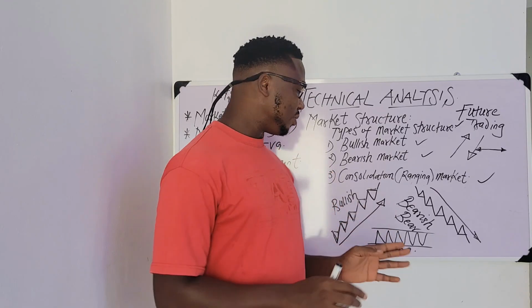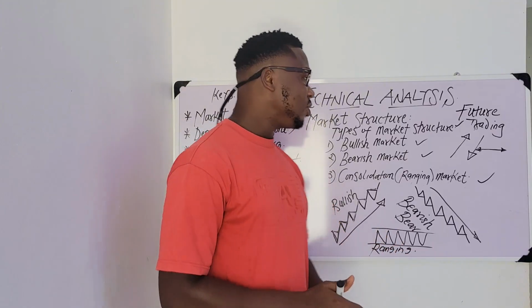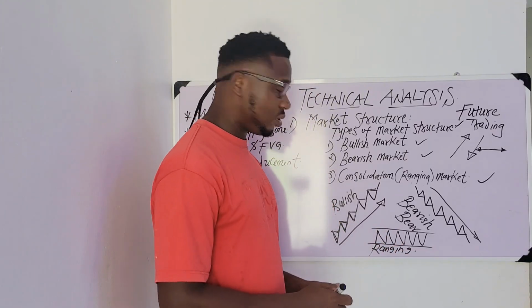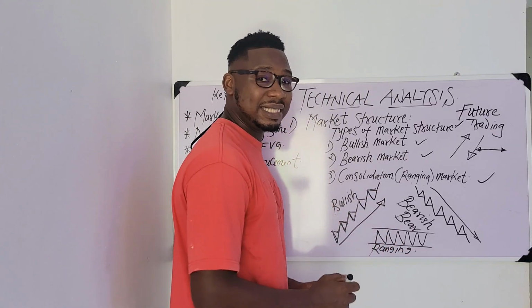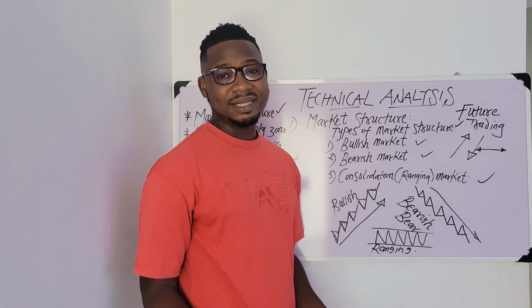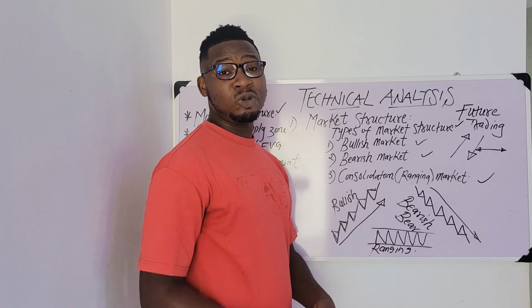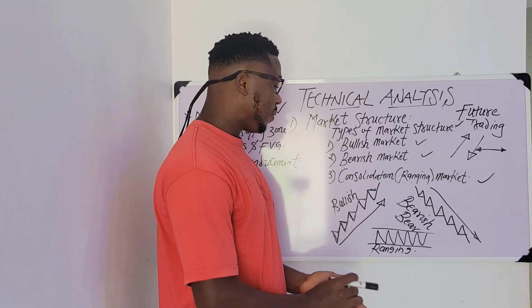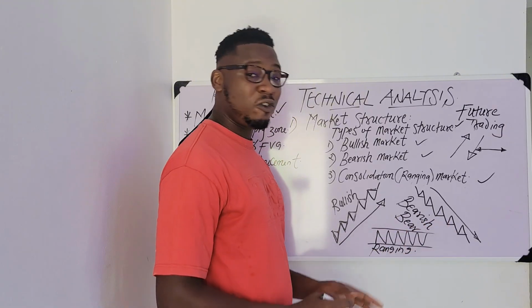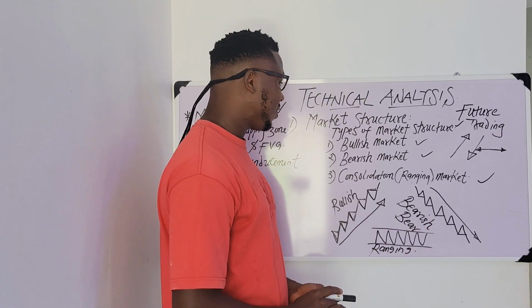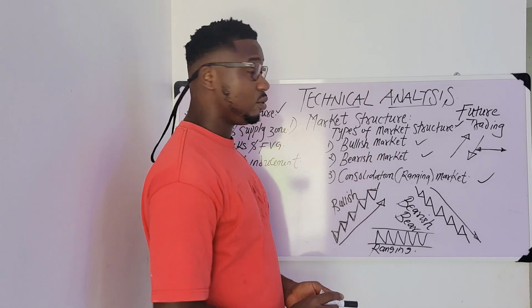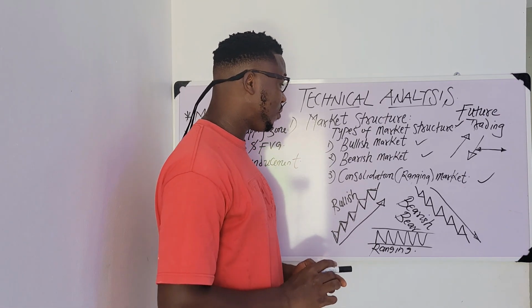All right, we like to trade what? A clear direction. So we are trading what? A bullish market and a bearish market. We like to avoid a ranging market because we don't know the direction. Okay, so this is the three types of market structure that we have. I think that is it for today's class. I don't want to keep you guys so long.